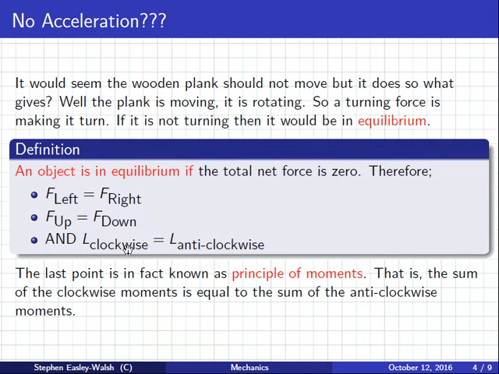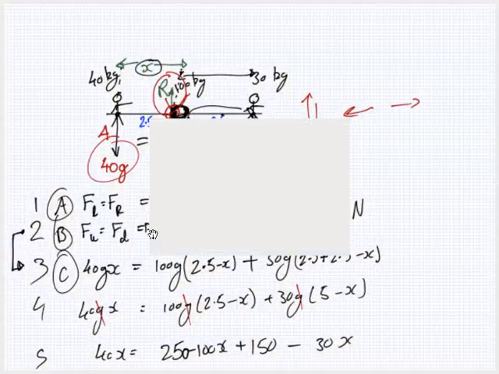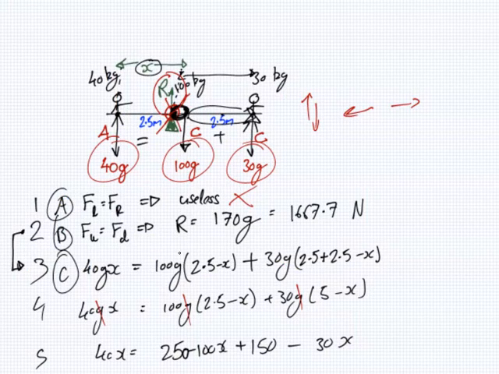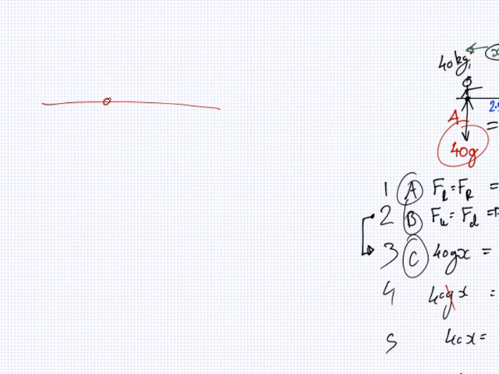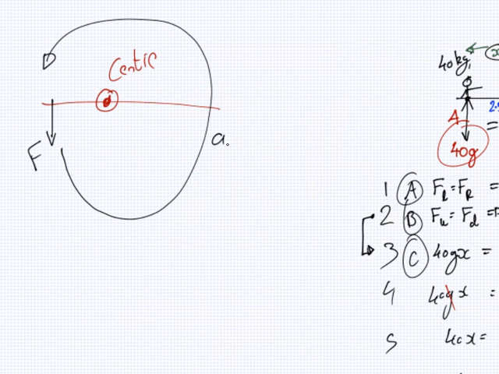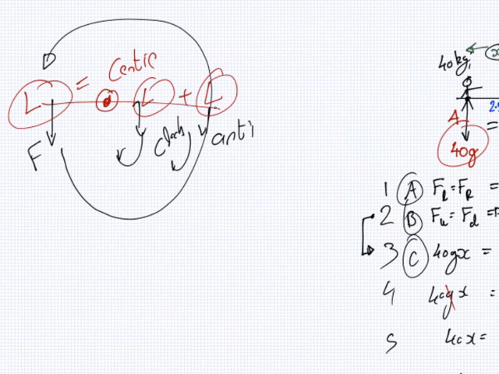Do you know the meaning of this word? Clockwise? Yeah. And this word you know? Anti-clockwise. Okay. So, if you look at the picture, let me draw it again over here. This is the center. This force here wants to make it turn anti-clockwise. And then the two forces here want to make it turn clockwise. So the turning force here should equal this one plus this one.